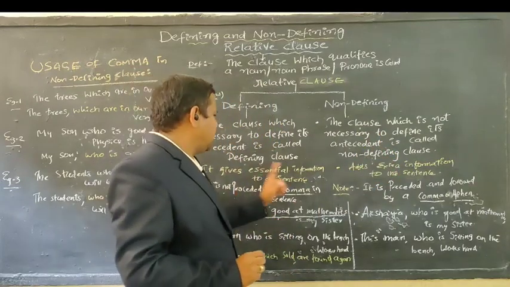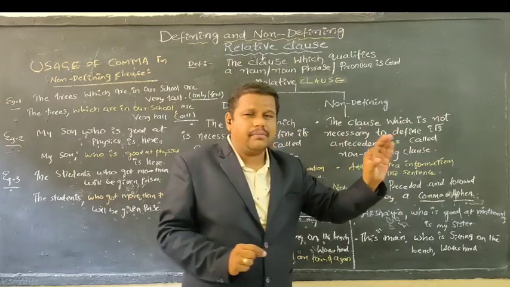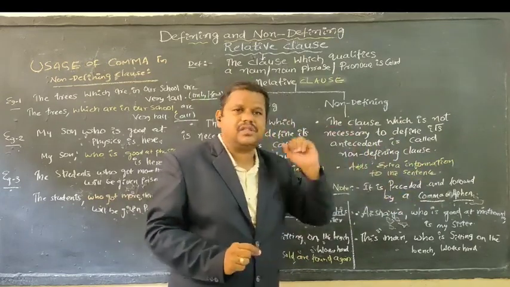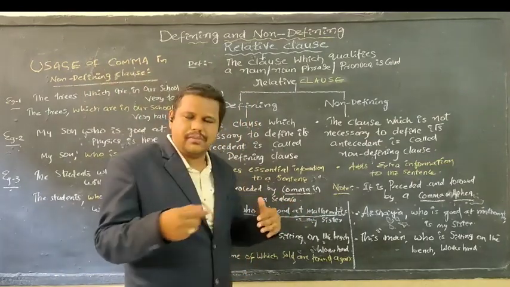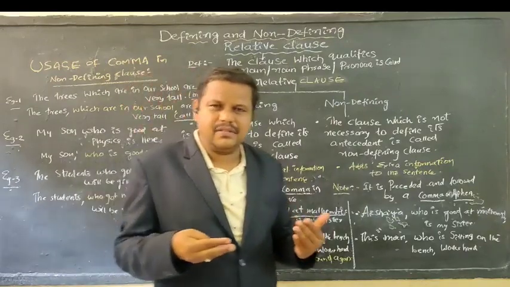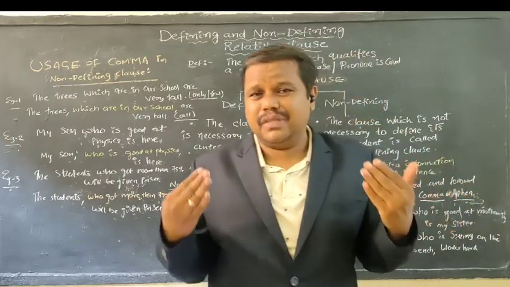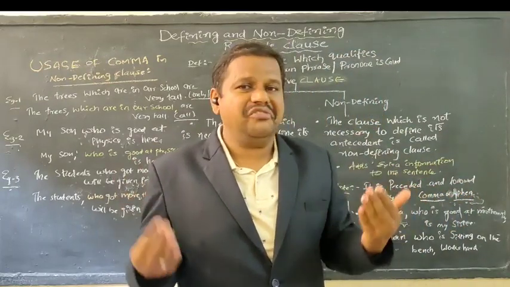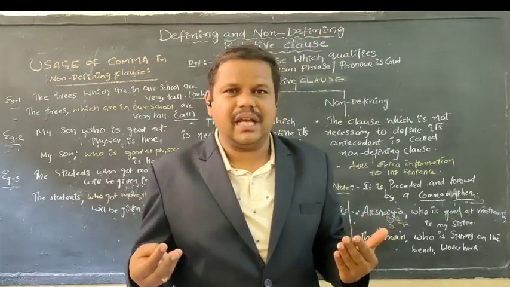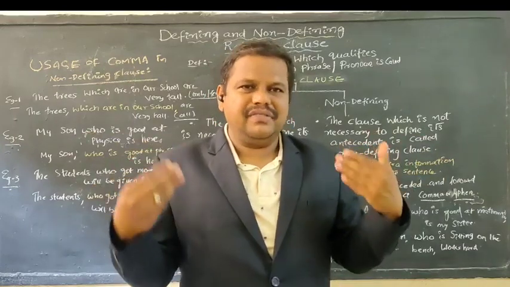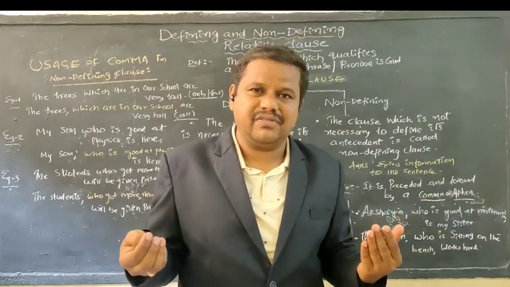Very important note: a non-defining relative clause is preceded and followed by commas, mostly. A defining relative clause is not preceded by a comma in a sentence. So clearly, you might understand the difference. I have given a number of examples to give more information about defining and non-defining relative clauses. Hope you understood this class. Do the different examples, even from your textbooks, as part of a worksheet.